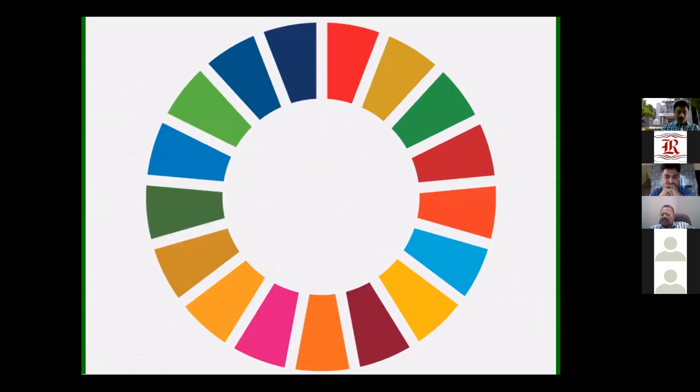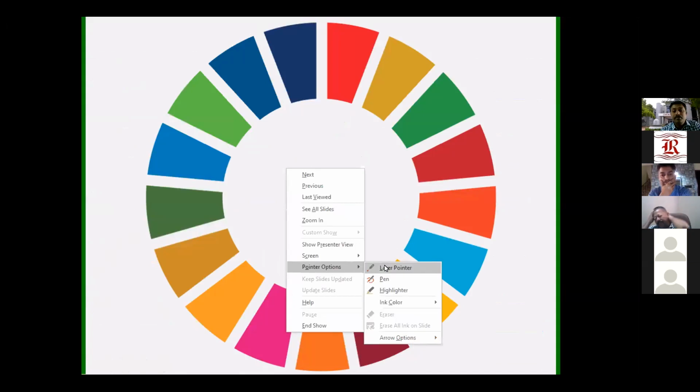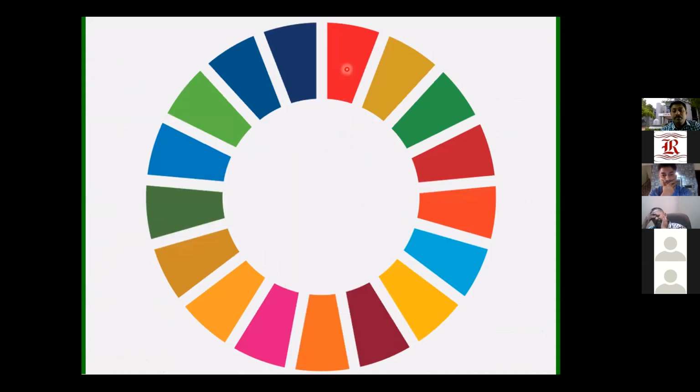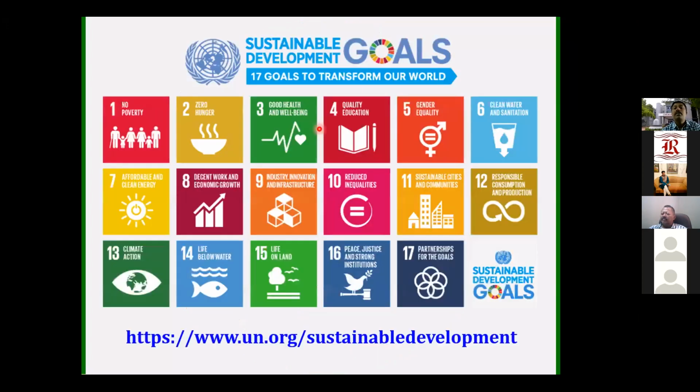So I would like to start the talk with this logo. This is the United Nations Sustainable Development Goals logo. If I put a pointer, it starts with this as 1 and then goes all the way up to 17. These are goals set by the United Nations for 2030, and they are requesting all societies across the globe, and all the academicians and industrial people, to work towards this sustainable development.